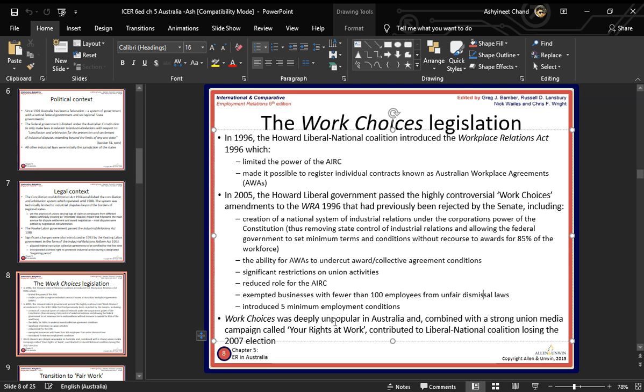Work Choices was deeply unpopular in Australia, and combined with the strong union media campaign called Your Rights at Work, it contributed to the Liberal National Coalition losing the 2007 election. So due to these changes brought in by Work Choices, the government lost in the 2007 election.